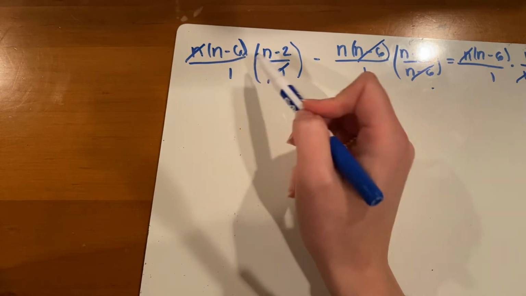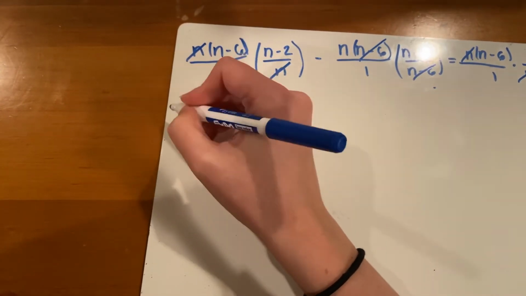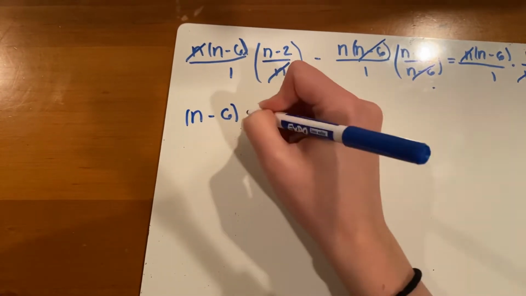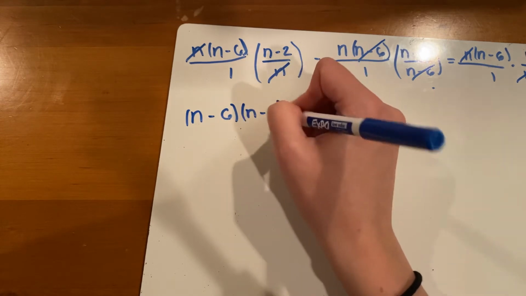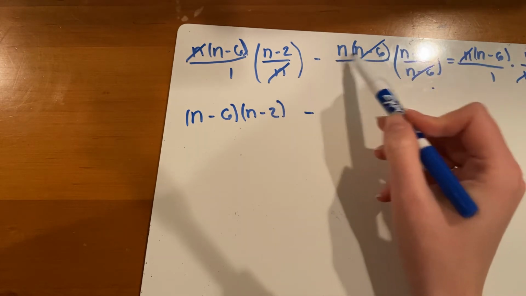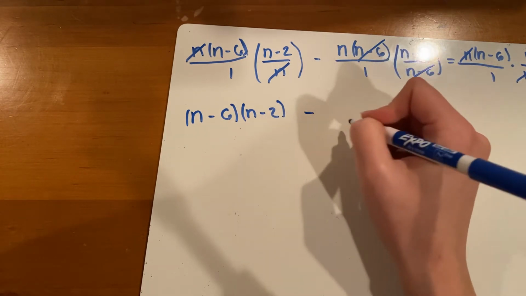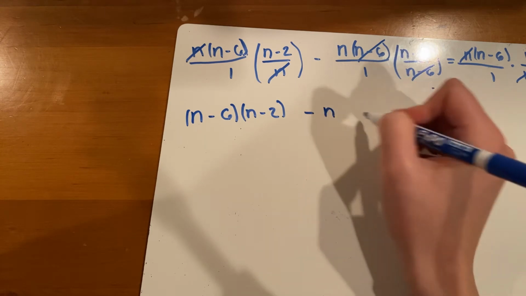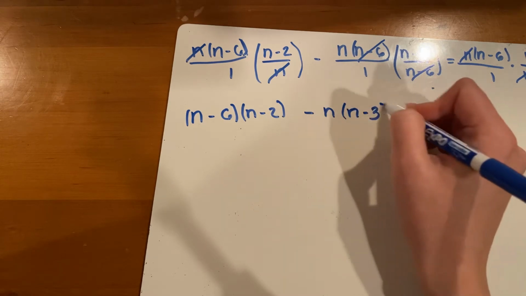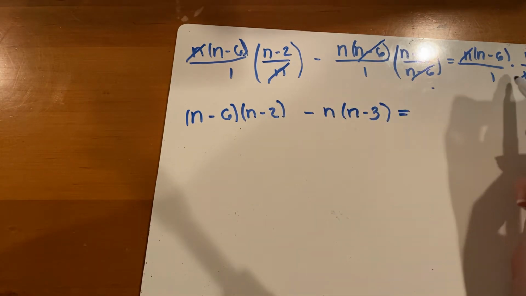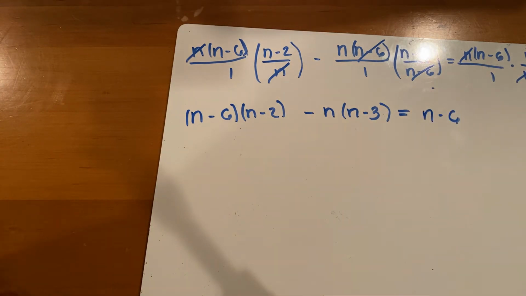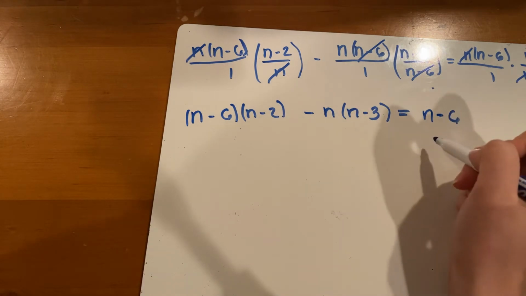We have n minus 6 times n minus 2, but we're going to leave it in factored form for right this second. So n minus 6 times n minus 2, all over a denominator of 1 because our denominator canceled out, minus n times n minus 3. And again, we're not going to multiply it yet. We're just writing out our line so we can see clearly where we're at. n times n minus 3 is equal to n minus 6 times 1, so just n minus 6, because our denominator canceled out. So now it's a little more friendly of a problem to solve.